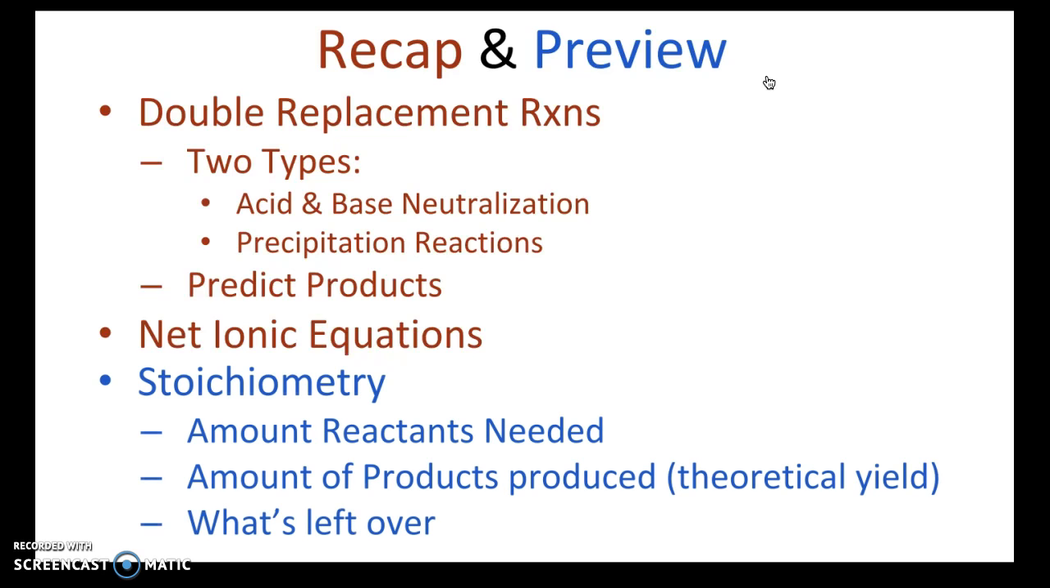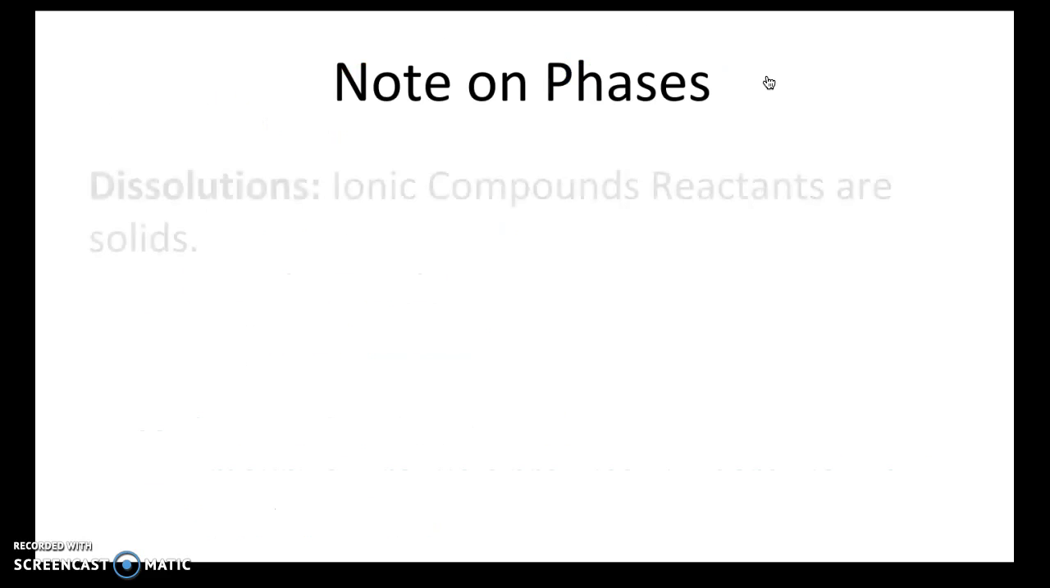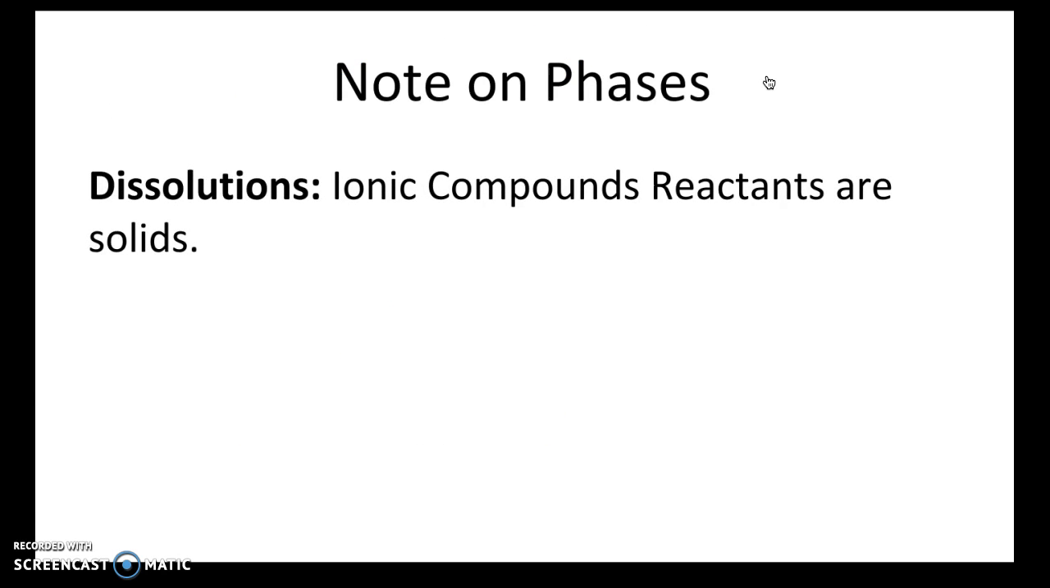In this video, we're going to go into stoichiometry, but before we do that, I just want to take a quick note on some phases, because I want to be clear about certain things. You may need to go back to Unit 2.21, where we talked about ionic compounds, dissolving them in water.